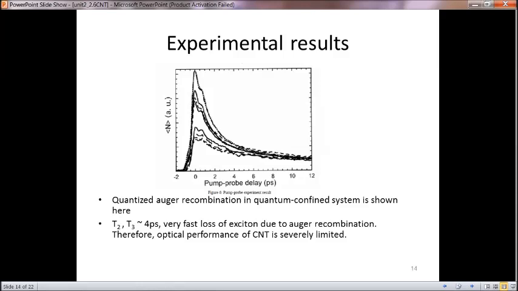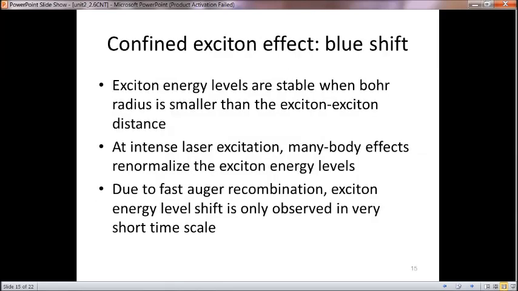So whenever these all are accumulated over the excited state, some blue shift will be there. Blue shift means excited energy levels are stable when the Bohr radius is smaller than the exciton distance. Whenever the conductivity is there, the Bohr radius has to be considered. So as these are accumulated over the excited state, the Bohr radius is smaller than this exciton distance.